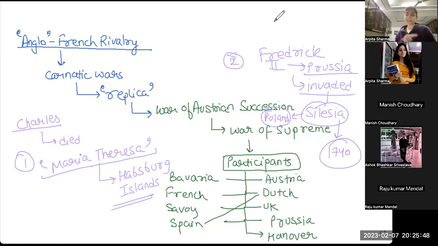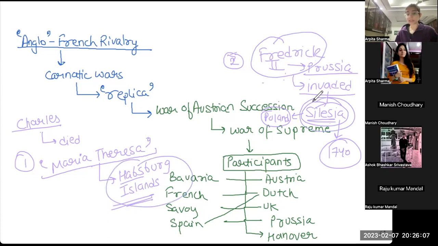Two reasons: first, inheritance; second, invasion. Now, how are these two reasons interconnected? Because if Frederick II wins this particular island called Silesia, under this region there were Habsburg Islands. So if he won Silesia, he would get control of the Habsburg Islands. But here Maria Theresa is saying these are my islands. That was the controversy. And ultimately Frederick II won Silesia.